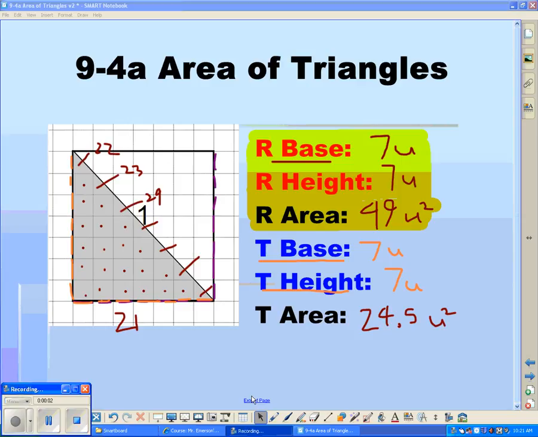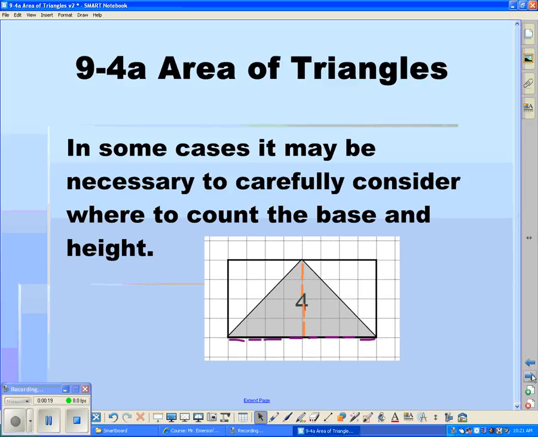All right, so at this point we should have base, height, and area of rectangles, and base, height, and area of triangles recorded on our table. Again, we're making sure we count carefully the lengths and then count carefully the area of each of the triangles and rectangles that we're looking at. Where we find the base and height is important to keep in mind.